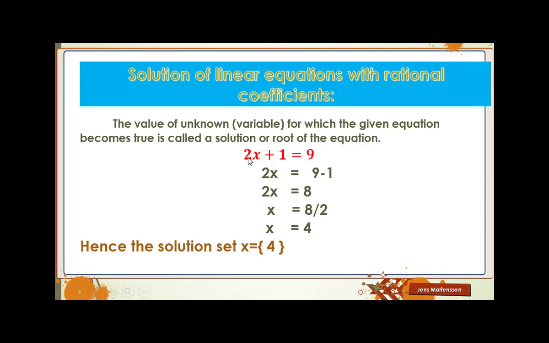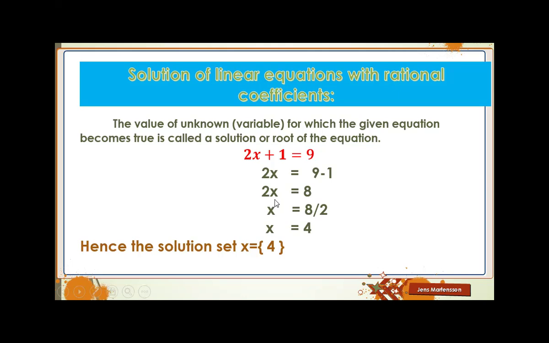For example, here 2x plus 1 equals 9. Here 1 is added with 2x. So if it moves to the right hand side, this plus 1 becomes minus 1, right? 9 minus 1 gives you 8. So 2x equals 8. We want to find the value of x.